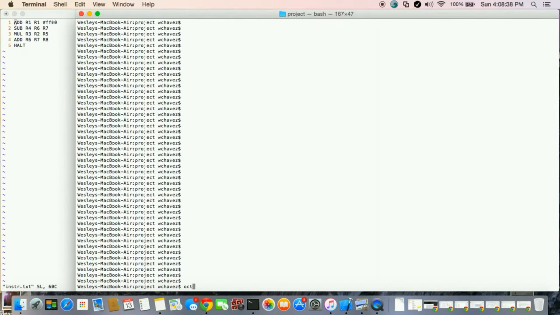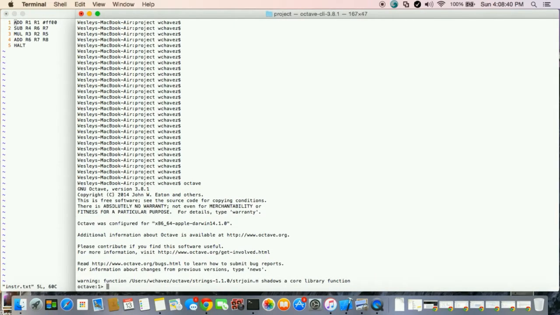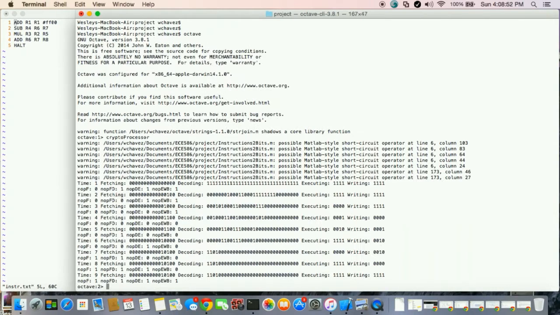So I'm going to open up Octave, which is basically a free, open source MATLAB. Crypto processor, which will read this text file and convert these to opcodes. Alright, we get a bunch of warnings, which is okay. Don't worry about the warnings.